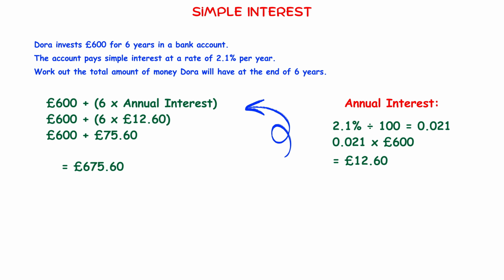Now, let's look at a different example for practice. Feel free to pause the video and try it on your own before we go through it together. In this example, we are told that Dora invests £600 in a bank account for a period of 6 years. The account pays simple interest at a rate of 2.1% per year. Our task is to determine the total amount of money Dora will have at the end of the 6 years.